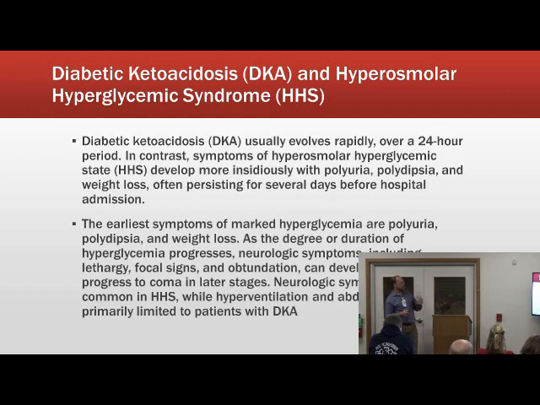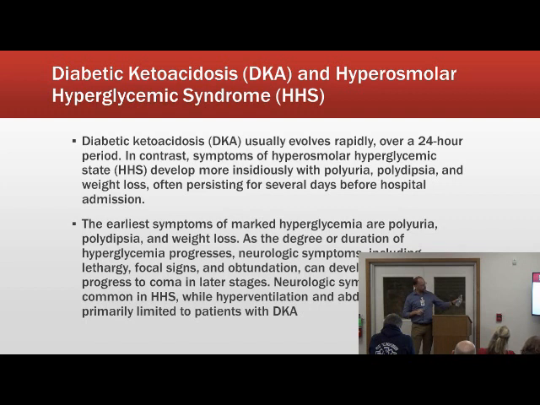So DKA usually evolves pretty rapidly, 24 hours. And HHS is usually slower with more of the classic polyuria, polydipsia, weight loss, several days. Neurologic symptoms are the most common in HHS, and that's because they often will get these very, very high blood sugars, and it's been going on for days, and they will get confused, obtunded, even comatose.